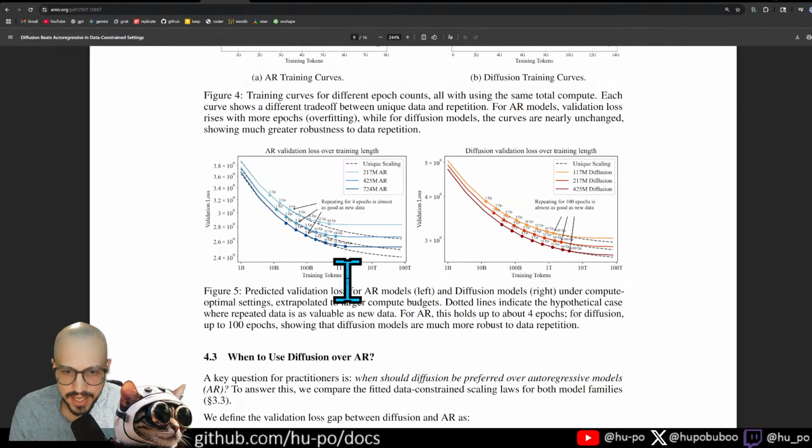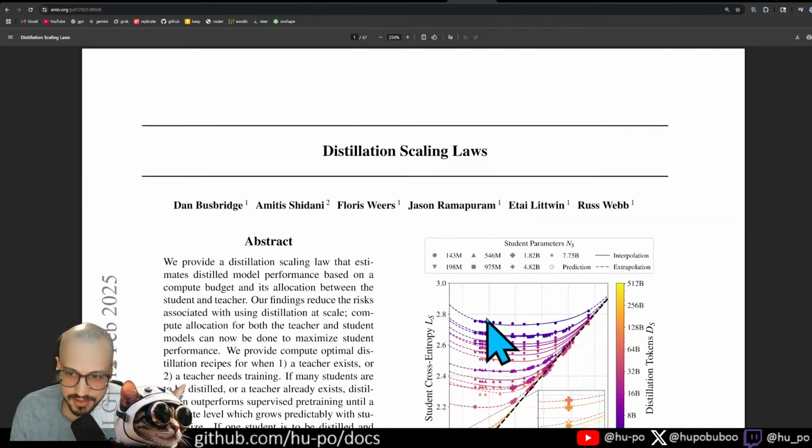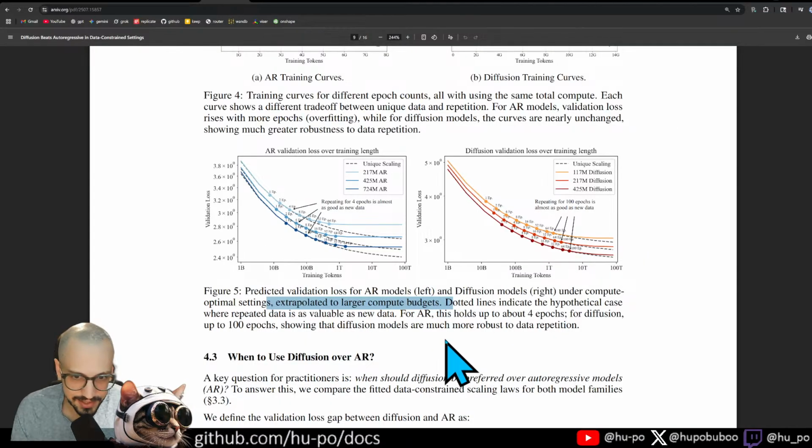Predicted validation loss for AR models left and diffusion models right under compute optimal settings, extrapolated to larger compute budgets. And this is the part that kind of skeeves me out, where I don't know if you can necessarily do that, right? I think it's kind of against general good scientific practice to extrapolate beyond your data, right? That's why I like this paper, the fact that they admit that, hey, this is interpolation and this is extrapolation, versus a lot of these scaling law papers, they're just like, no, it all is the same. Like, this is fine, you know? Like, we're going to extrapolate, and it's totally fine to extrapolate. It's like, maybe not, you know?